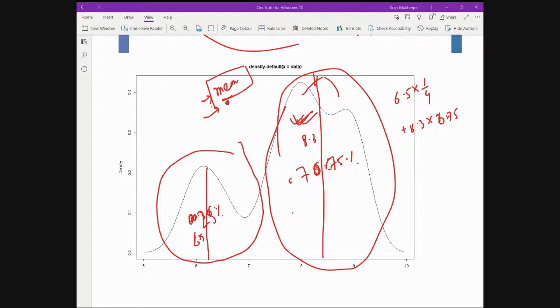Let's see what it comes up with. Oh, perfect. It's coming out to 7.85 only. So what I'm doing over here is taking the maximum in this region, basically the maximum of these two regions. Here is 25% of the data, here is 75% of the data, so we take an average of it. This is exactly 7.85, which is exactly around the mean.